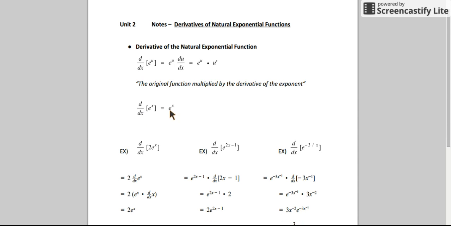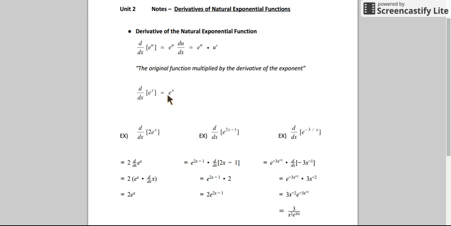In its most basic form, the derivative of e to the x is e to the x, because the derivative is going to be the same function or original function multiplied by the derivative of the exponent. The derivative of x is just 1, so e to the x times 1 is just e to the x. And that'll be true even if you have a coefficient or any constant out in front, because we're just going to take the derivative of e to the x, which is e to the x, and multiply it back to that constant, so we get 2 times e to the x. It doesn't matter what that coefficient is. The derivative is going to be itself every time.